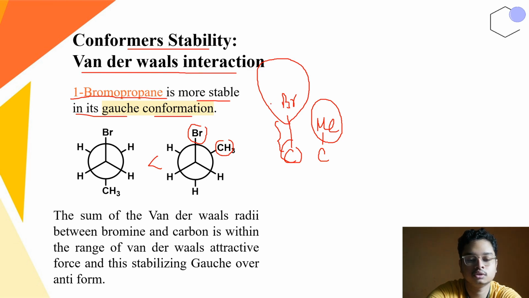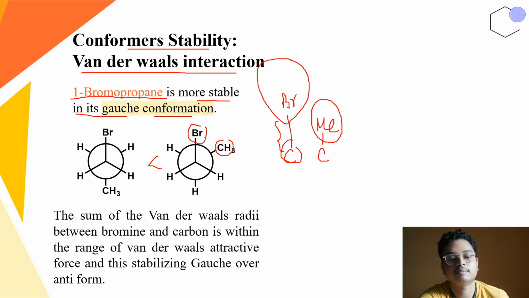Okay, so in van der Waals interactions, there are two types of forces. One is the attractive force, one is the repulsive force. When two electron clouds are close to each other, there is a repulsion, and when two electron clouds are apart from each other, then attraction is observed.